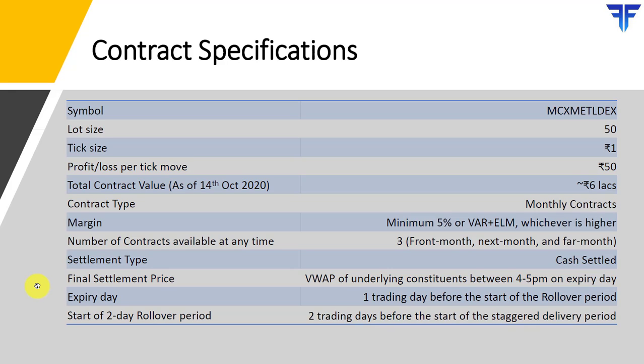The final settlement price would be based on the VWAP of the underlying constituents between 4 PM to 5 PM on the expiry day. The expiry day would be one session prior to the start of the rollover period, while the rollover period would last 2 days and would start 2 trading sessions prior to the start of the staggered delivery period of the individual metal futures contracts.